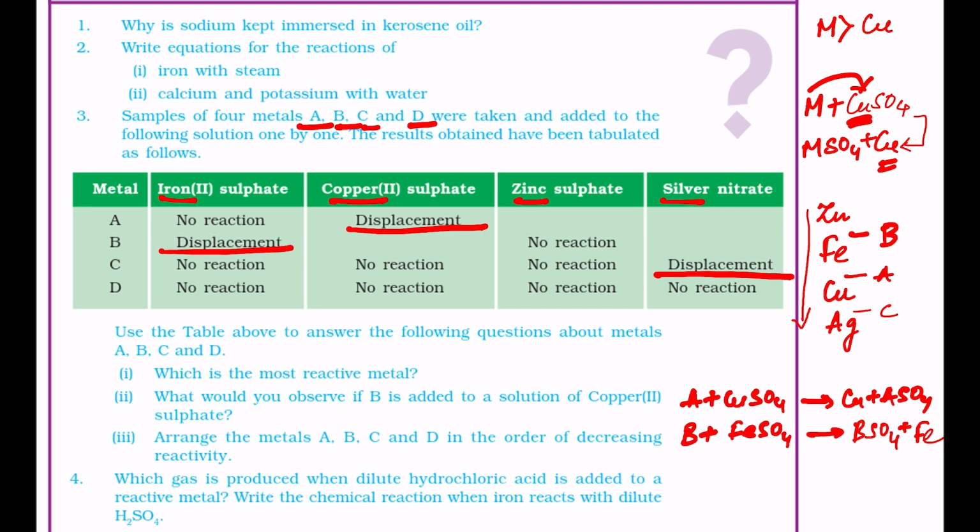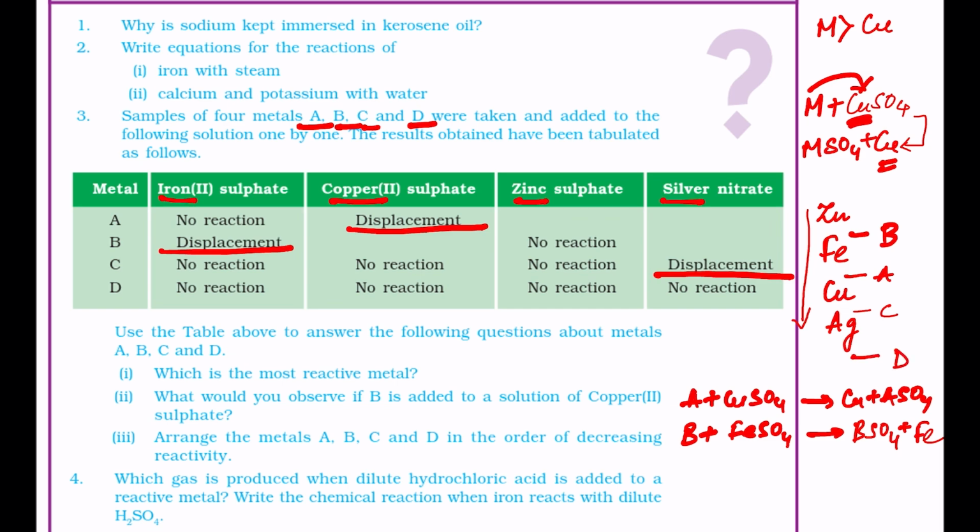D does not show any reaction, which means D is the least reactive metal present. Its reactivity is less than silver. So the reactivity of D is less than the least reactive metal in this series, which is silver. So D must be lying somewhere below silver.